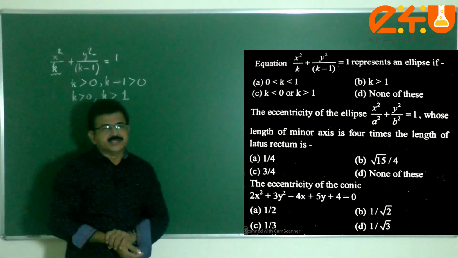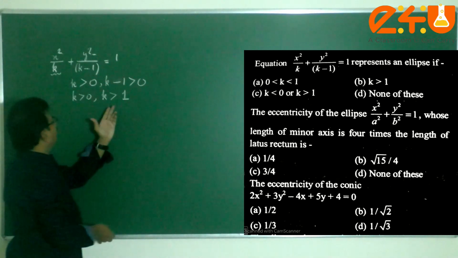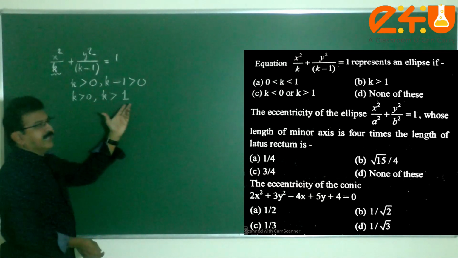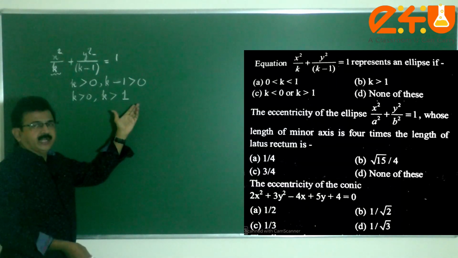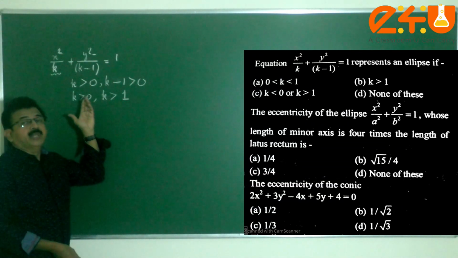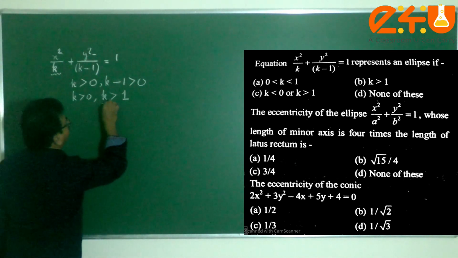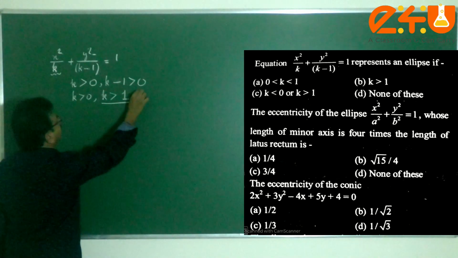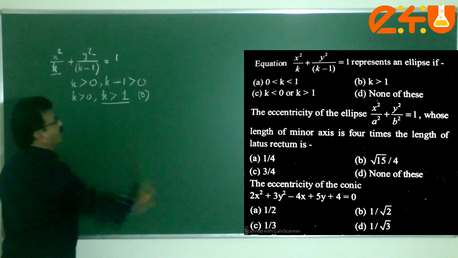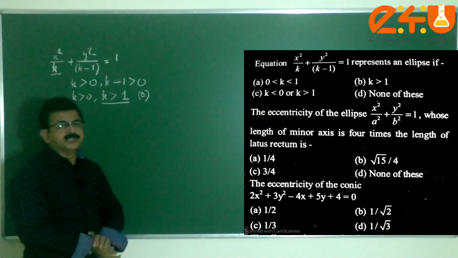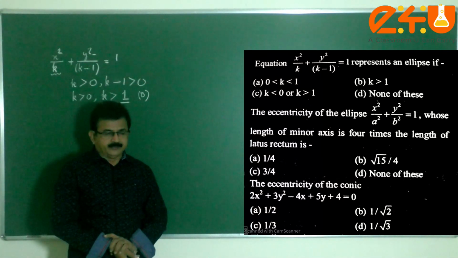So, how do we combine both the inequalities? K greater than 1 is a sufficient condition for k being greater than 0. So I can say k greater than 1 already satisfies the greater than 0 property also. So the correct answer is B.